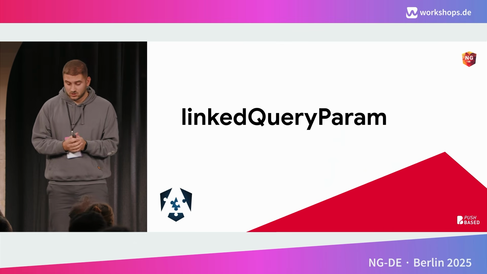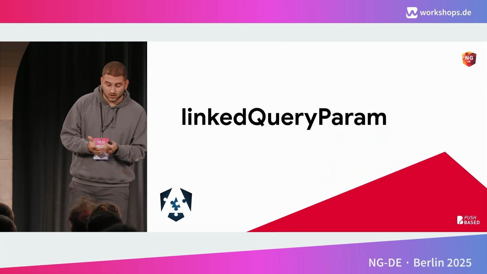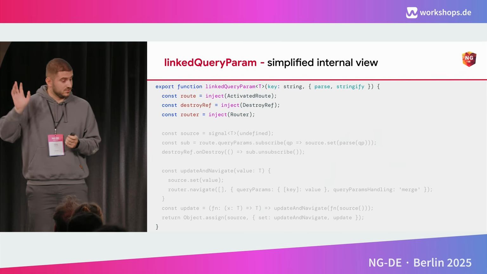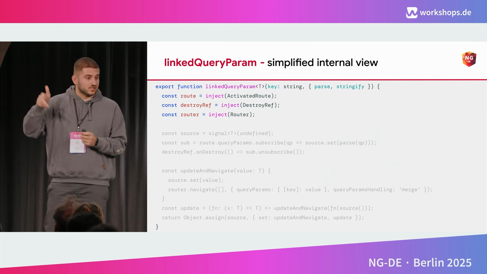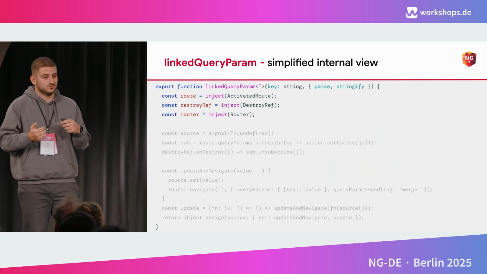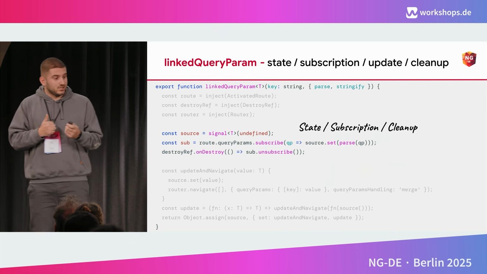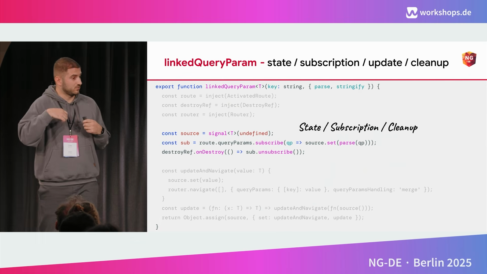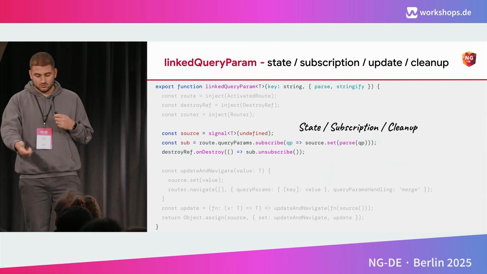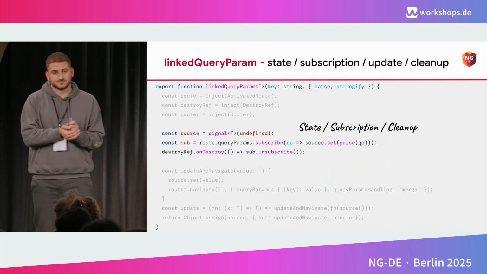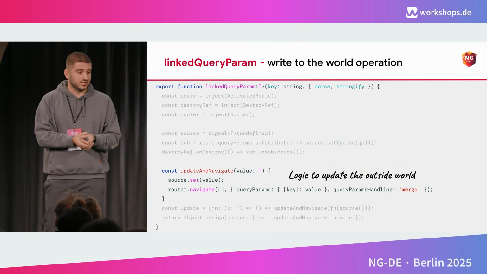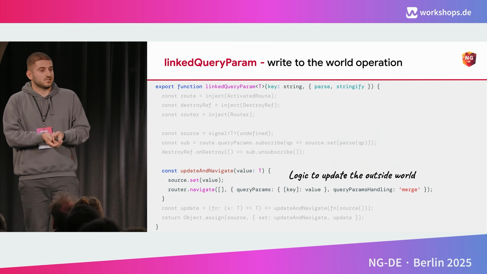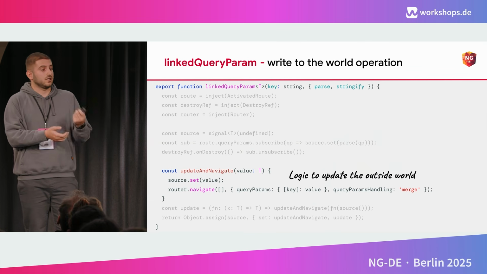Of course. There's a library called ngxtension. I work on it, and it has a function called linkedQueryParam. What does it do? This is a simplified internal view. So we inject ActivatedRoute, DestroyRef, and the Router. We do state subscription cleanup: get the signal source, create one, then subscribe to queryParams, get that state, and also register onDestroy to unsubscribe. Then we have updateAndNavigate, a custom function that updates the outside world, telling it how this signal can be updated.